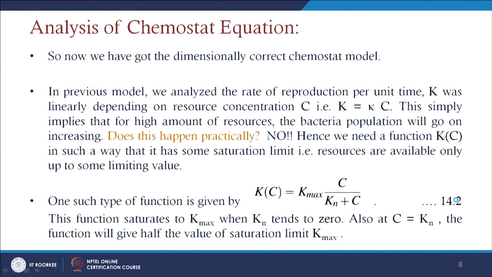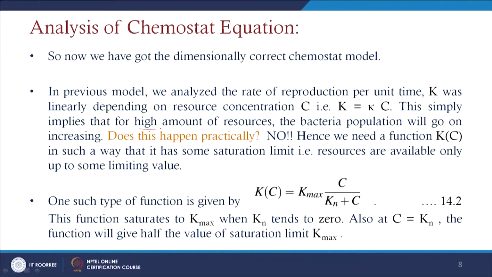So, if you go for further analysis of this chemostat equation, we can find that this is dimensionally correct now, and in the previous model we analyzed that the rate of reproduction per unit time K was linearly depending on the resource concentration. So, already we have defined that K as K of c, and this implies that for a high amount of resources the bacteria population will go on increasing. Since if the available resources are sufficient, then this population level will grow.